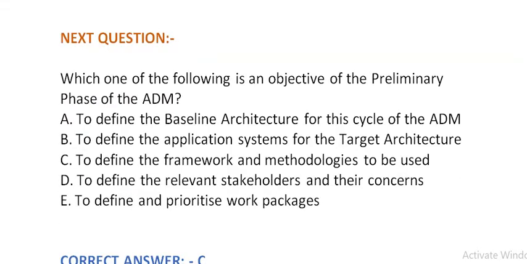Now moving to the next question. Which of the following is an objective of the preliminary phase of the ADM? Option A, to define the baseline architecture for this cycle of the ADM. Option B, to define the application systems for the target architecture. Option C, to define the framework and methodologies to be used. Option D, to define the relevant stakeholders and their concerns. And option E, to define and prioritize work packages. And the correct answer is option C.